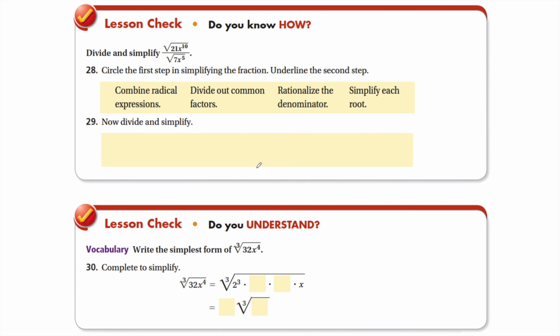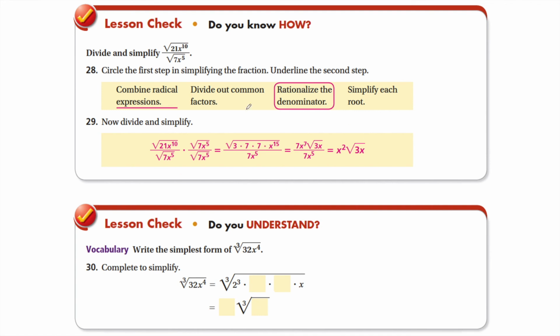All right, divide and simplify the square root of 21x to the 10th divided by the square root of 7x to the 5th. Now, they say that we want to use the rationalization of the denominator as well as combine radical expressions. Then they're going to show the division process using this method right here.